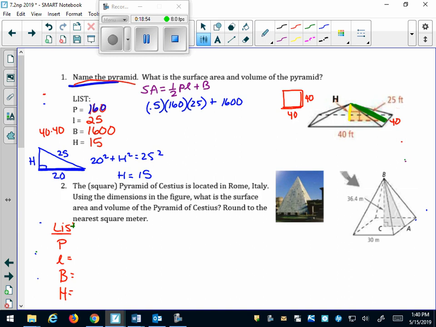Okay? All right. Be careful with this formula. You cannot do it all and divide by 2 at the end. This is 1/2 PL. Order of operations says you need to do the 1/2 PL all together first, then add on the capital B. Remember, 1/2 PL gets you this part, plus the capital B adds on the one base area. If you do divide by 2 at the end, you're only adding half that area, and that won't get you the right answer. So we're going to do 1/2 times 160 times 25, and we get 2,000. Plus 1,600, and that's 3,600. This was feet. This is surface area, so it's square feet.